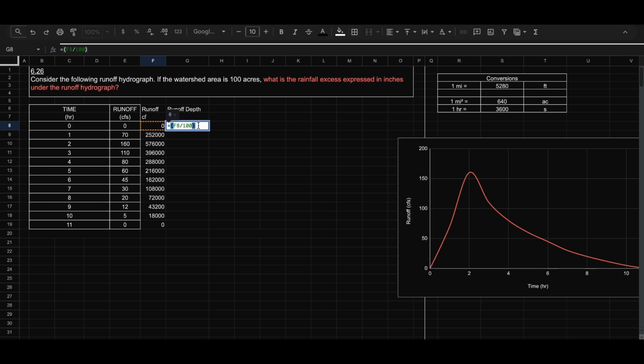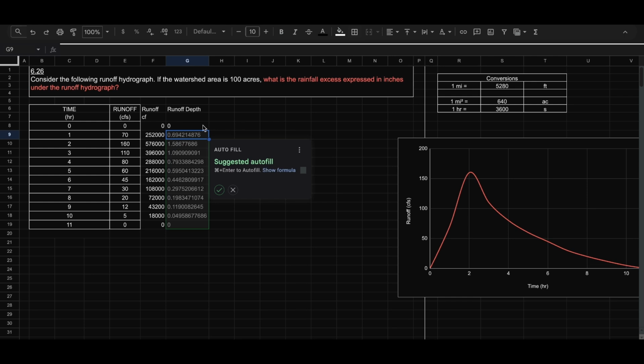To convert acres to feet, in 1 acre we have 43,560 square feet. And then we multiply to get rid of the feet and convert it into inches. We have 12 inches over 1 foot. And now we have the runoff depth for each hour.